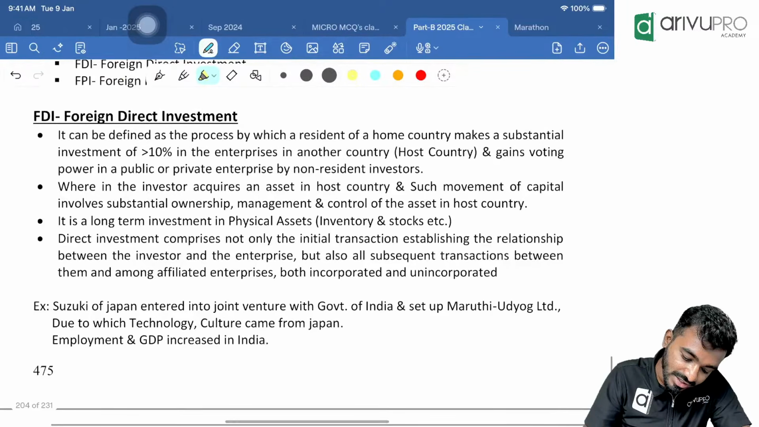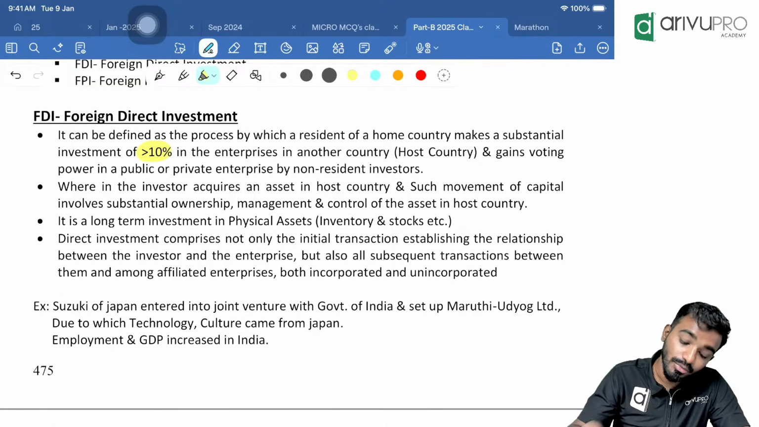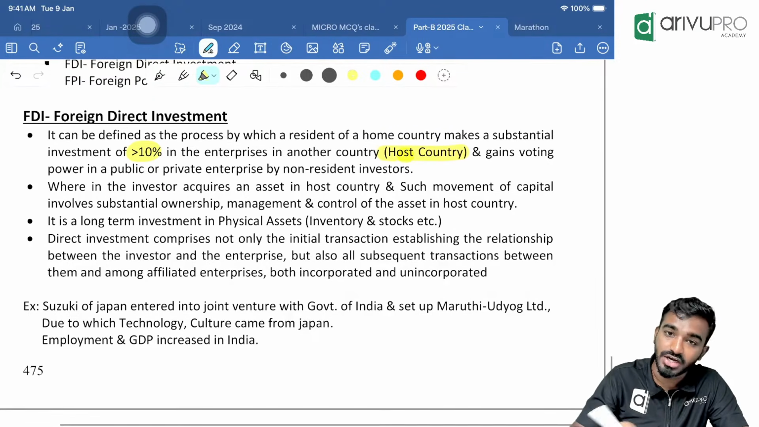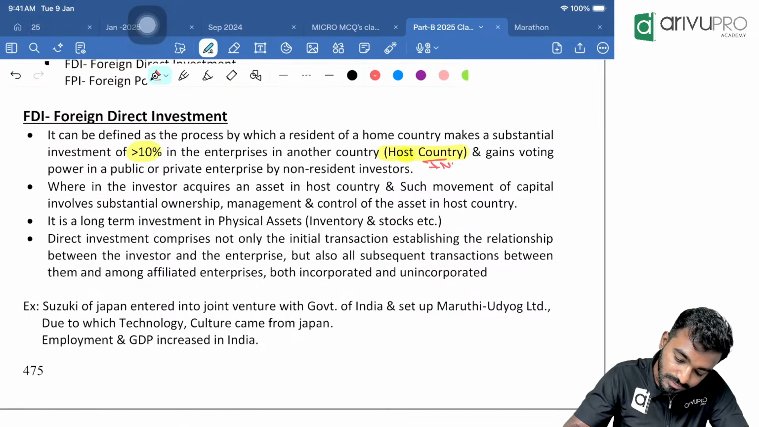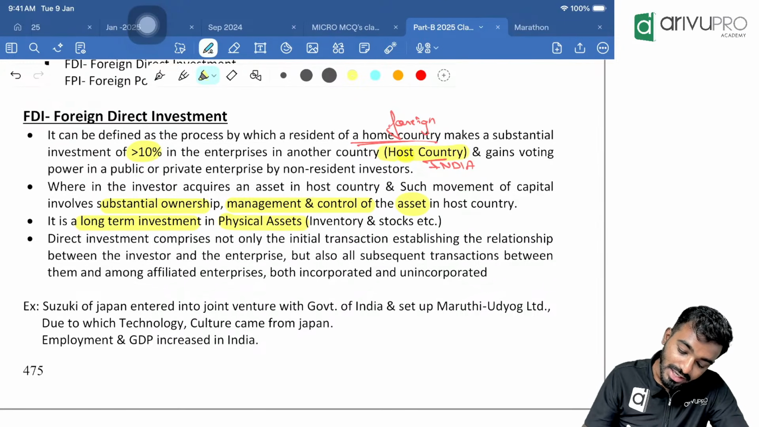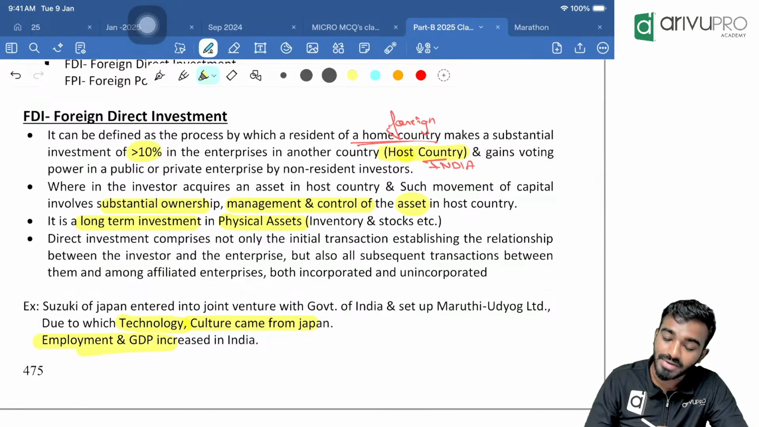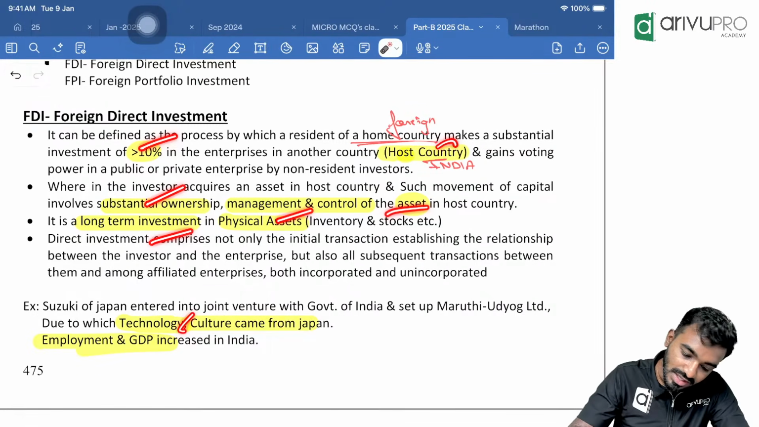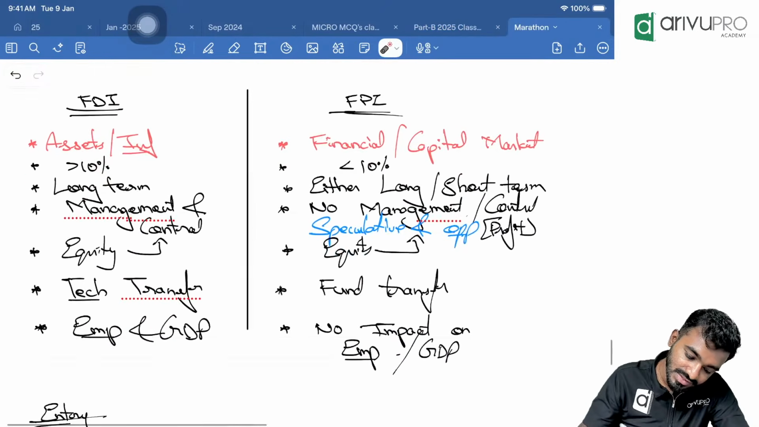See, it is always greater than 10% investment, and a resident of some other home country will come and invest in the host country. Here, assume the host country is India. The home country is the foreign country. Clear? He will come to India and invest, and he needs substantial ownership, management and control. He will invest in assets in the host country. It is a long-term investment in physical assets. All of this, technology transfers will happen, cultural transfers will happen, employment and GDP get affected. Whatever was highlighted now, the same thing I have given here as a difference.